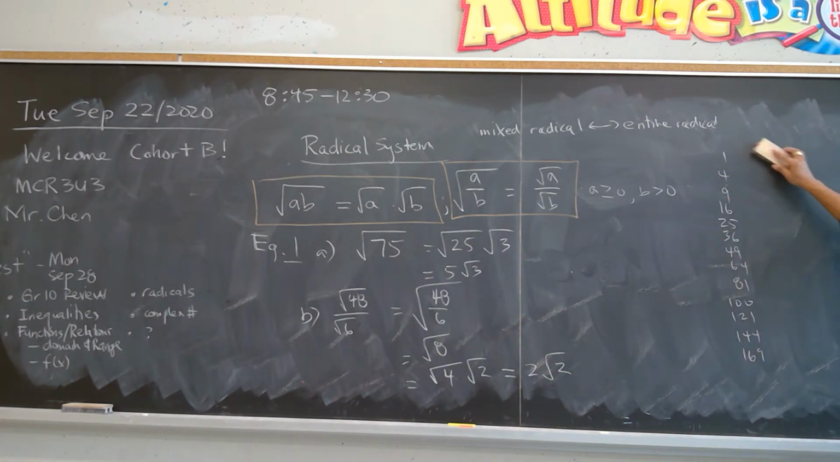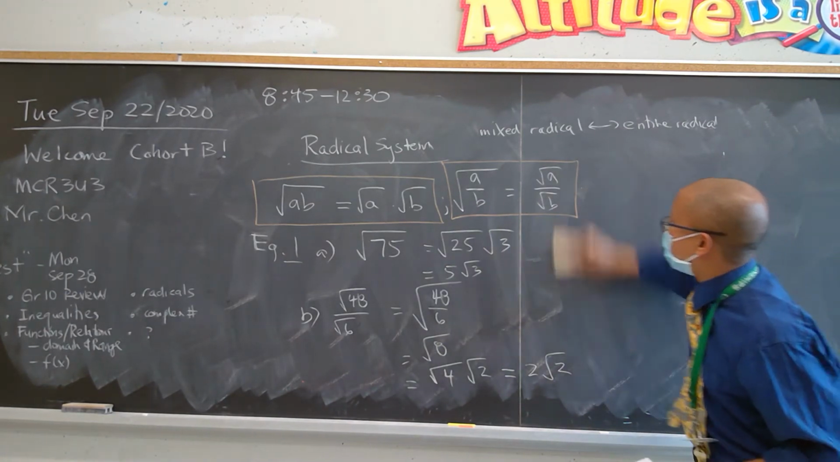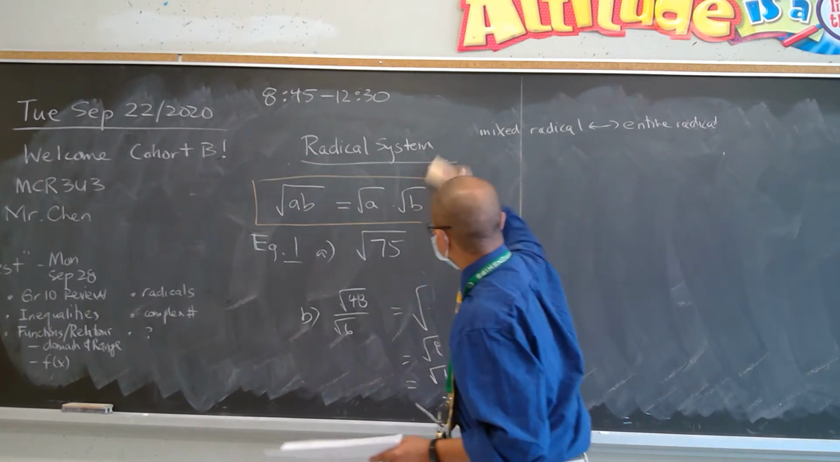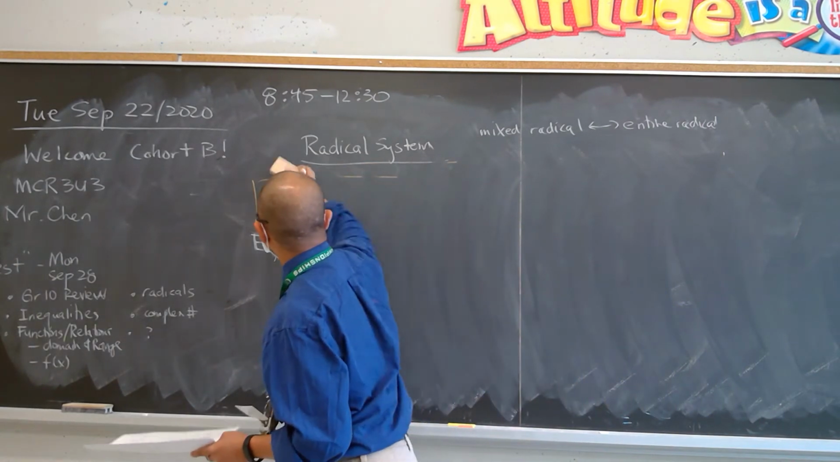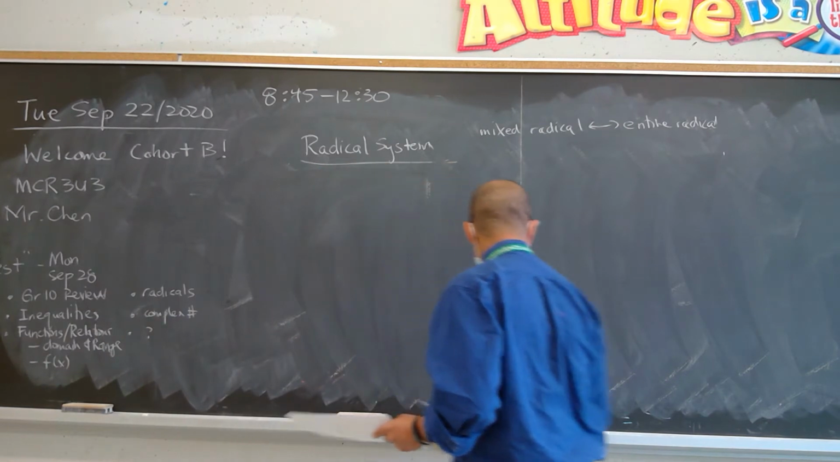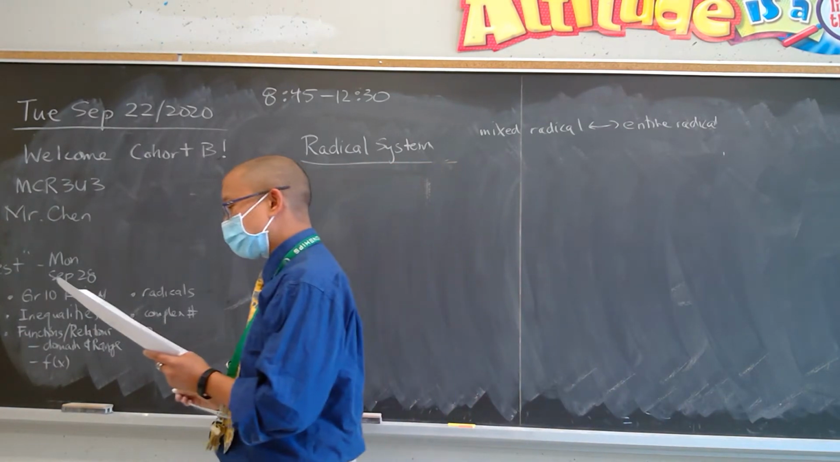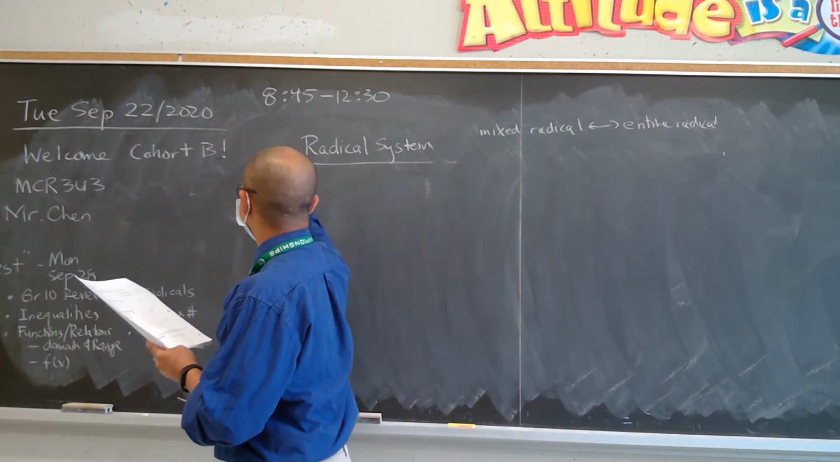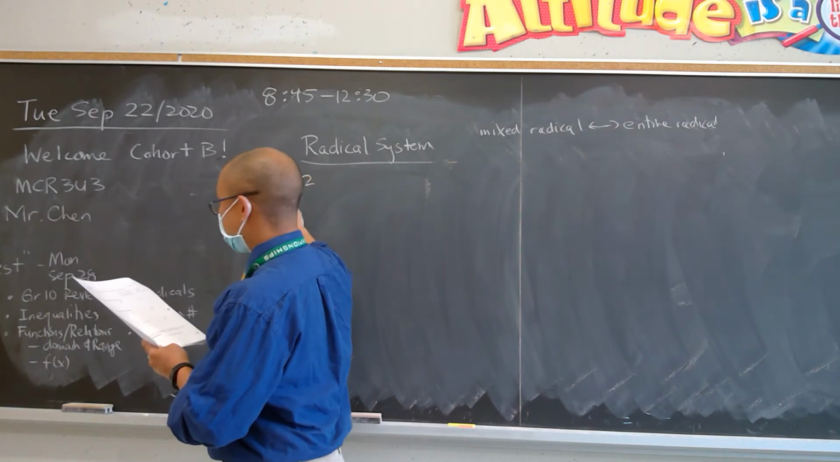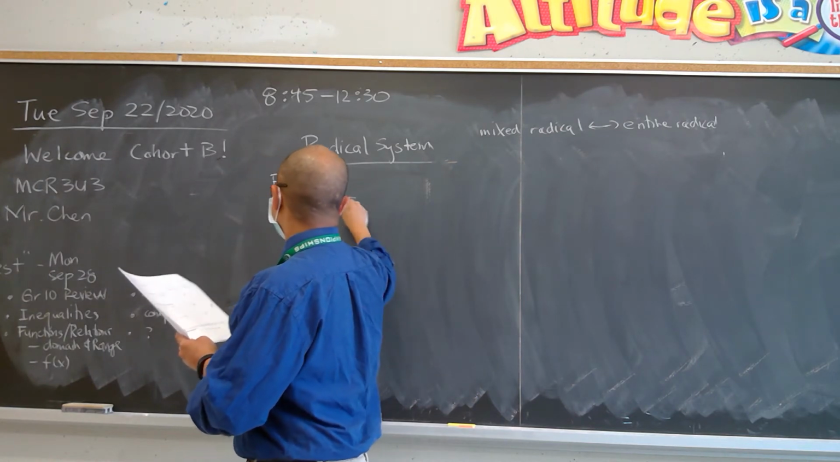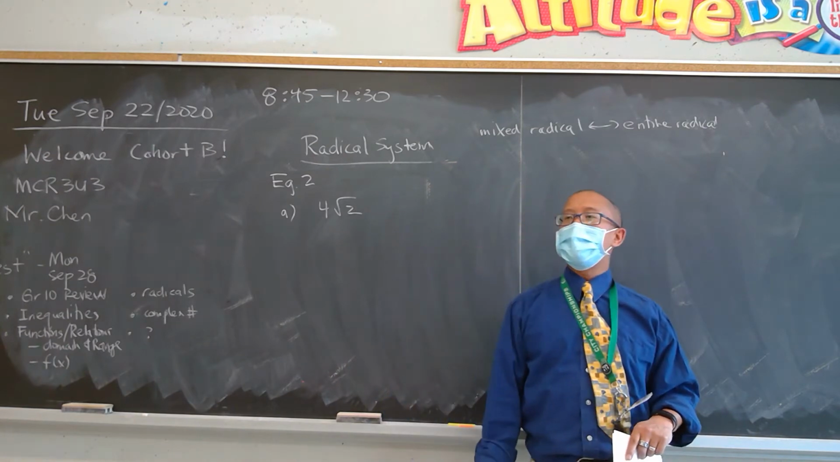Can I erase this? Example 2. We're going the reverse. Given a mixed radical, let's go into an entire radical. So let's just do 2 examples here. Example 2a. Again, the way that you say this is 4 root 2.